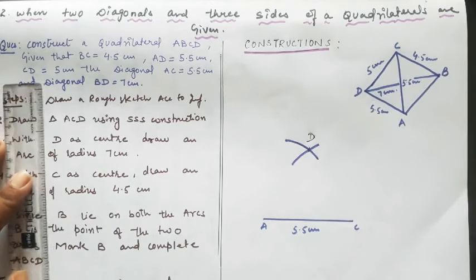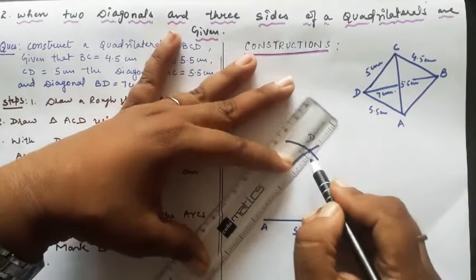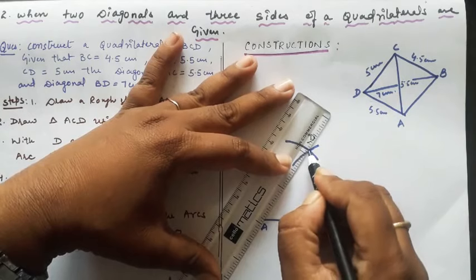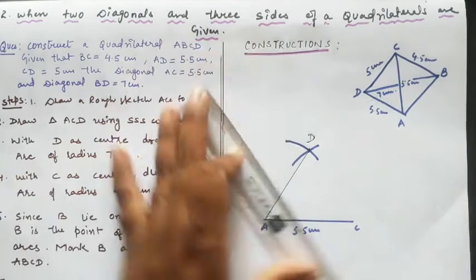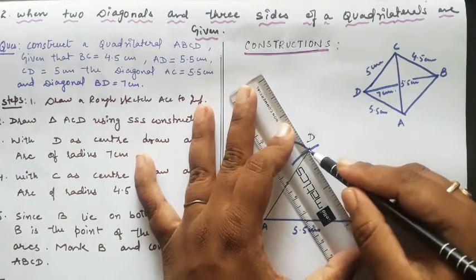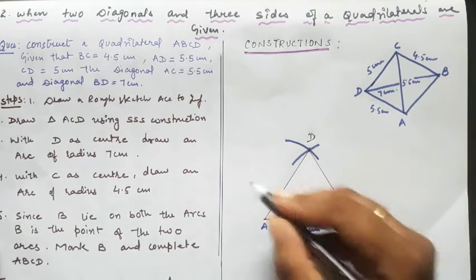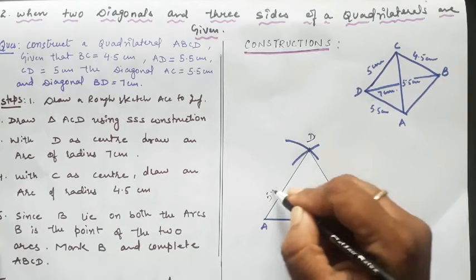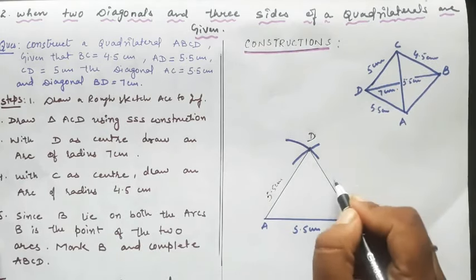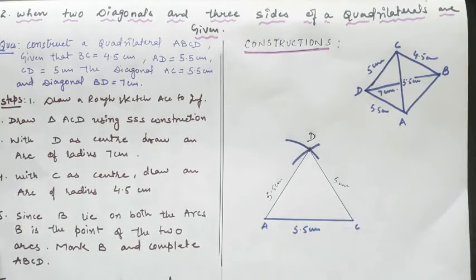D point. Now I'm just going to join this point with A and C. So I could get a triangle that is ACD. AD is 5.5 centimeter and CD is 5 centimeter. Side by side you can write it also.